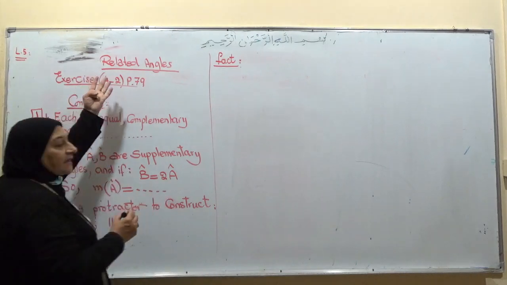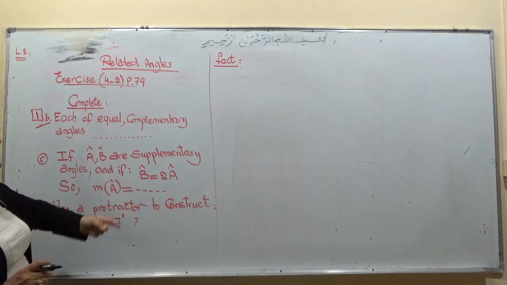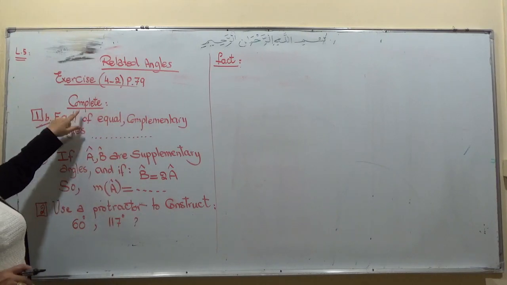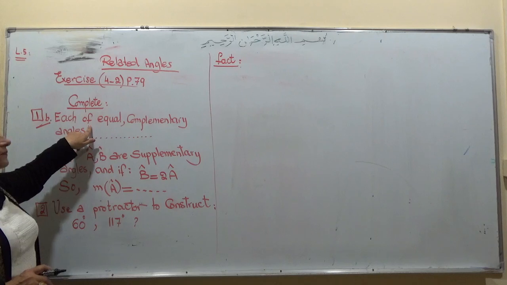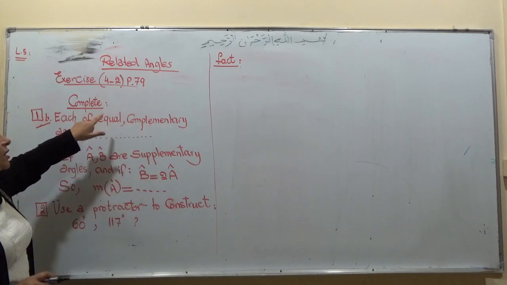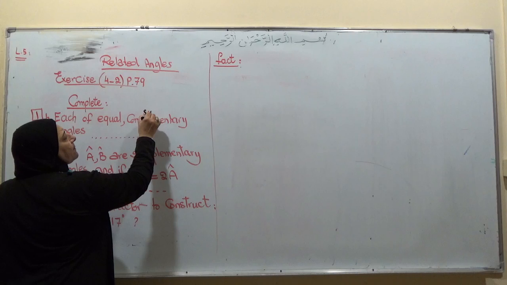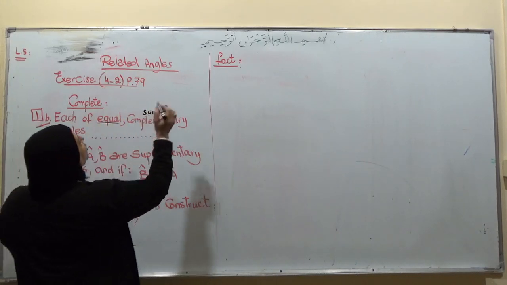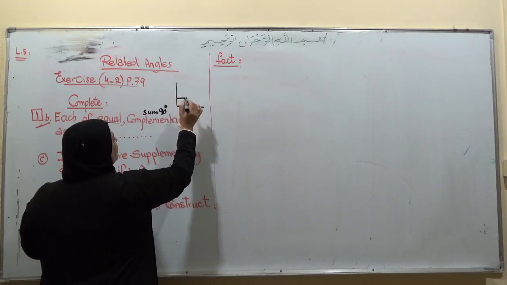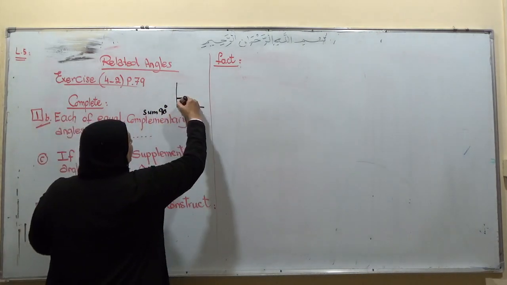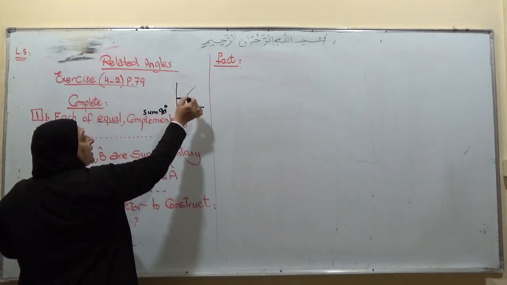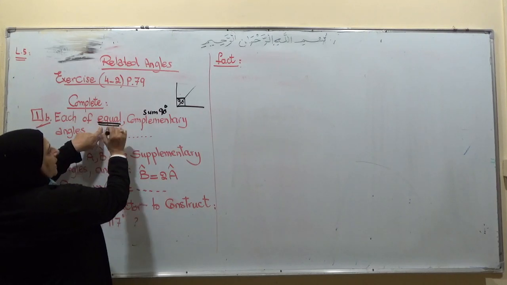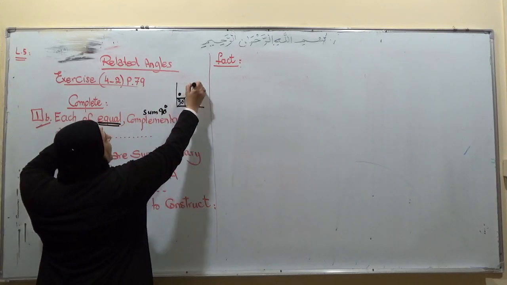Now today we shall apply directly the facts that we studied at the last session. Let us see this exercise, some problems from exercise 4 on page 79. First question: complete, each of two equal and complementary angles. Complementary means the sum is 90 degrees and they are equal. The two angles together are 90 degrees, but they are equal, so this angle equals this angle.